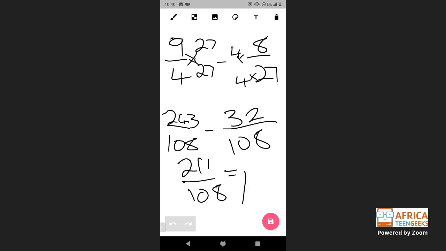So what will be the remaining number after this one? After that one time, what is our remaining number? 211 minus 108 will give us 103 over, and you know that our denominator stays the same, it doesn't change. So our denominator will most definitely be 108. So now we are done with these fractions right here. And I hope you guys understood or did learn something from here.